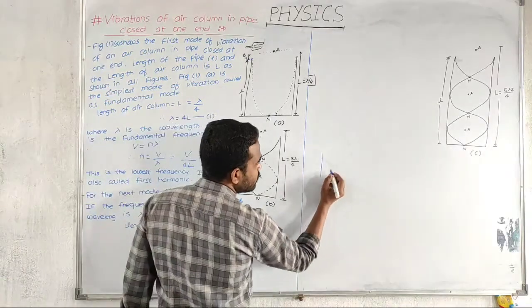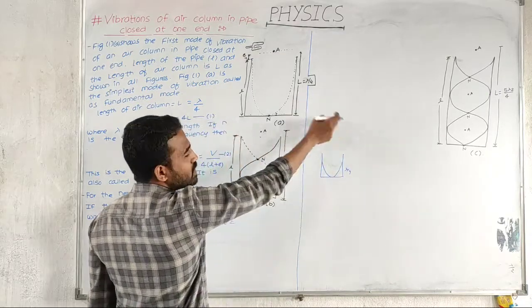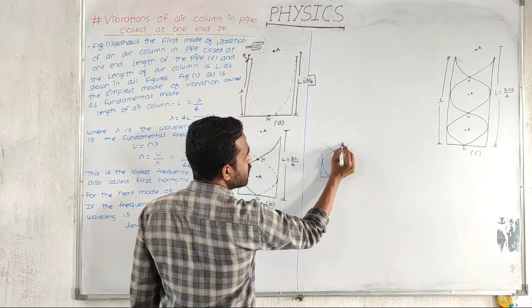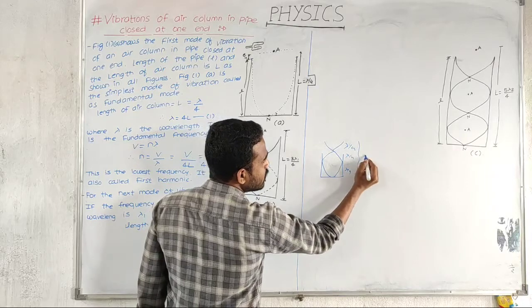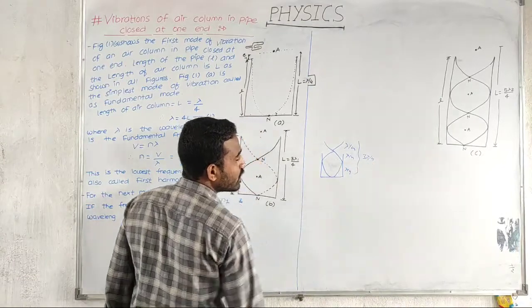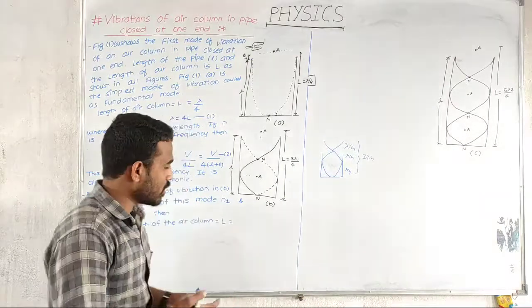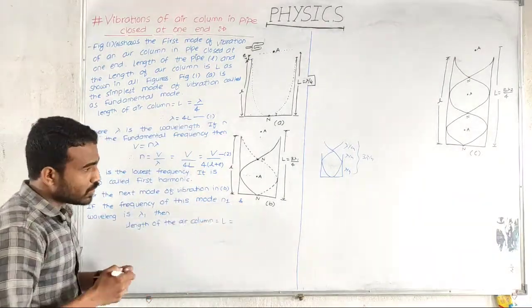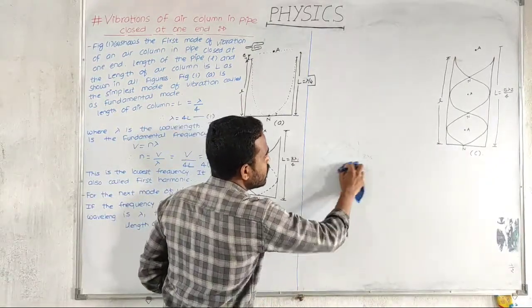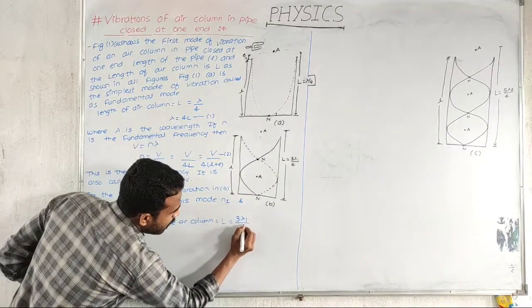Okay, you can see here, this half portion is lambda by 4, as we have seen in the wave. The next half is lambda by 4, and the next half is lambda by 4. So the total distance will be 3 lambda by 4, and here the wavelength is lambda 1, so 3 lambda 1 by 4. We are dealing with this mode of vibration, so the length of the air column is 3 lambda 1 by 4.